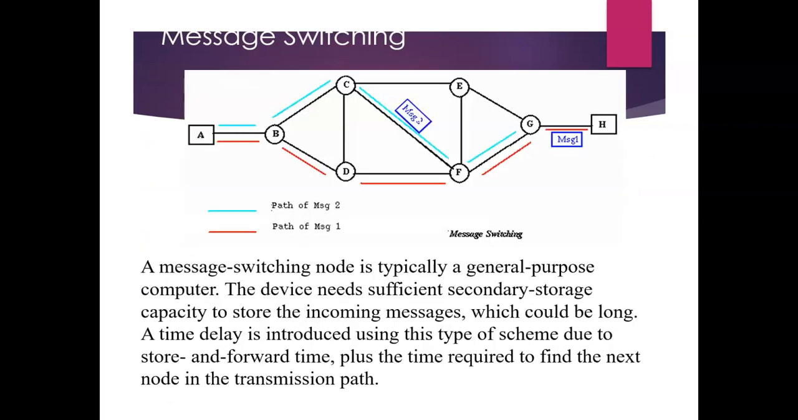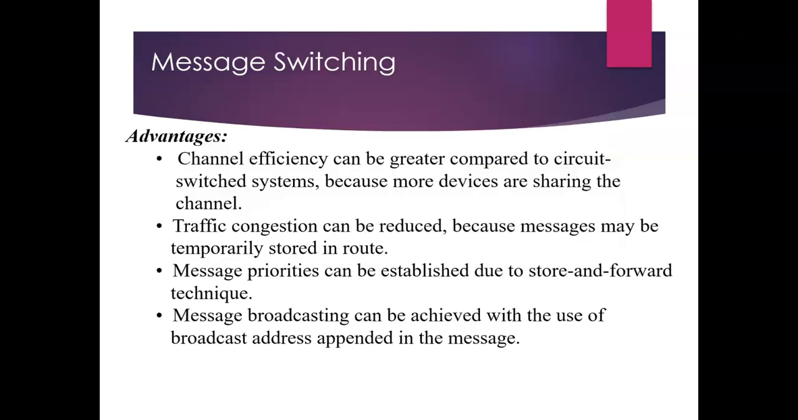This is message switching, as you can see here. This is the path. In message switching, each node can take its own path. Unlike circuit switching, it does not take a dedicated path; it takes its own path. That is shown in this diagram.